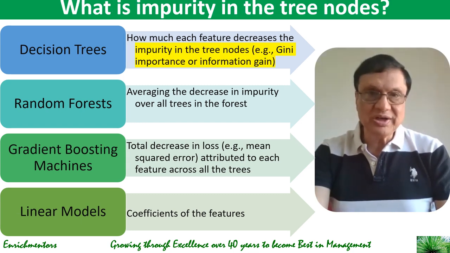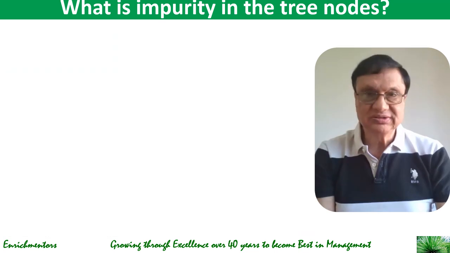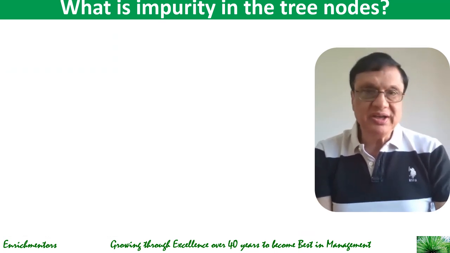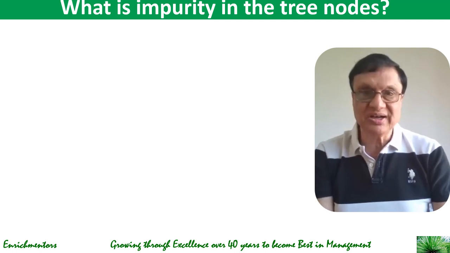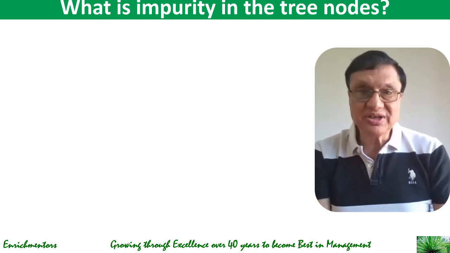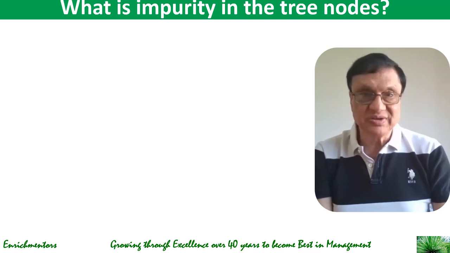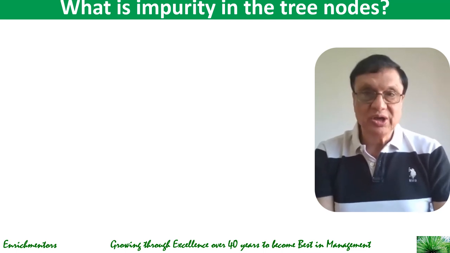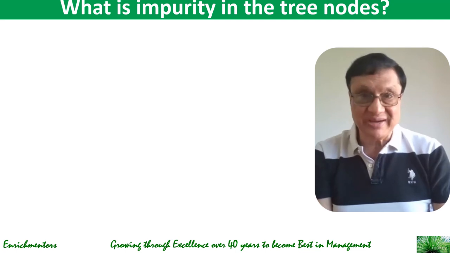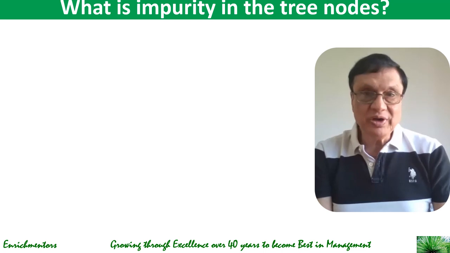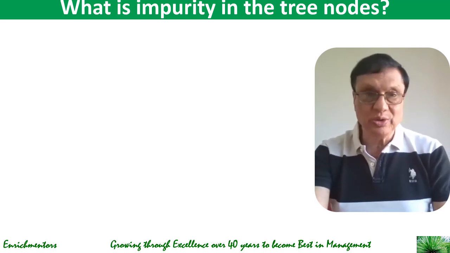So the question is, what is impurity in tree nodes? Let's look at what is impurity in tree nodes. In the context of decision trees, impurity refers to the degree of uncertainty or disorder in a node. Decision trees are constructed by repeatedly partitioning the data based on the features with the goal to reduce impurity or the uncertainty at each step and making your predictions more predictable. There are different impurity measures used in decision tree algorithms such as Gini impurity and entropy. Let's take a look at each of these.